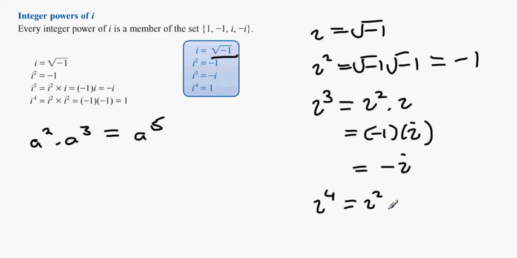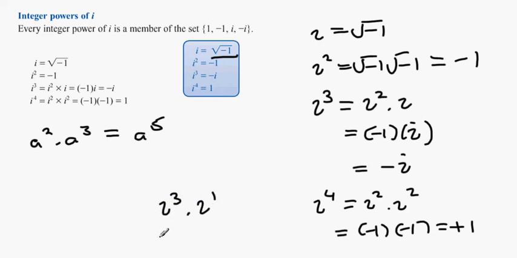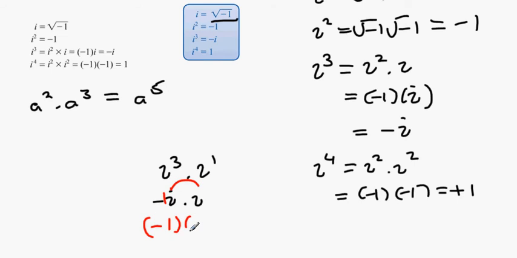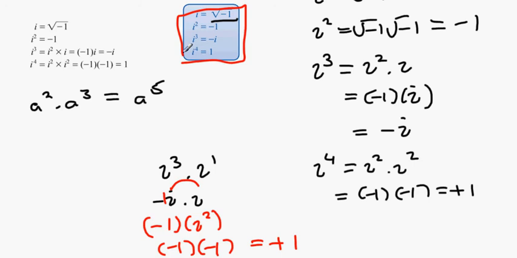Next one is i to the 4, and i to the 4 can be broken up two ways. It can be broken up into i squared multiplied by i squared, which is minus 1 times minus 1, and minus 1 times minus 1 is plus 1. Or we could have broken it up as i cubed times i to the 1, with i cubed being minus i and i to the 1 being i. Multiply the i's by each other: i by i is i squared, and i squared is also minus 1, so you have minus 1 times minus 1, which equals plus 1. Okay, and that's the powers of i covered.